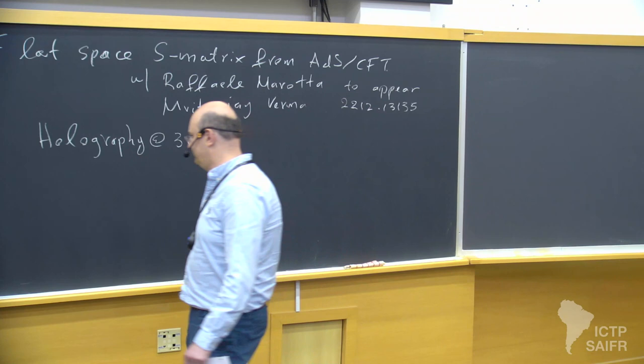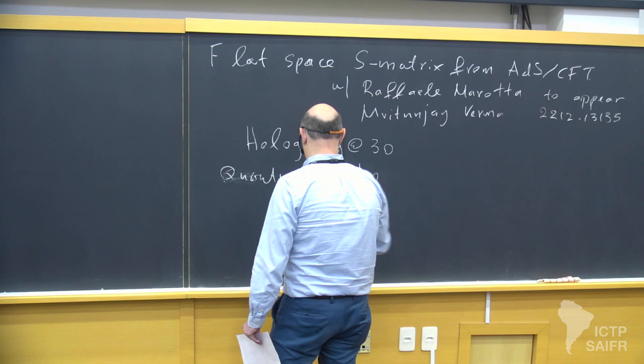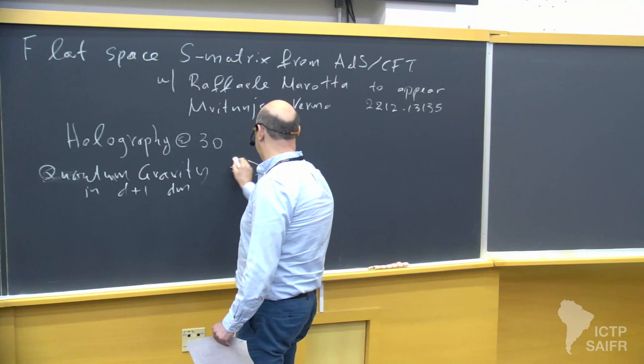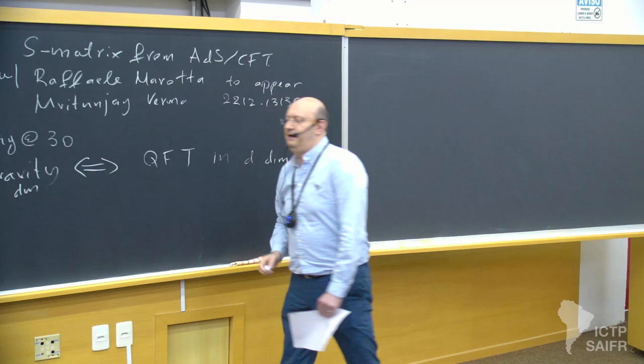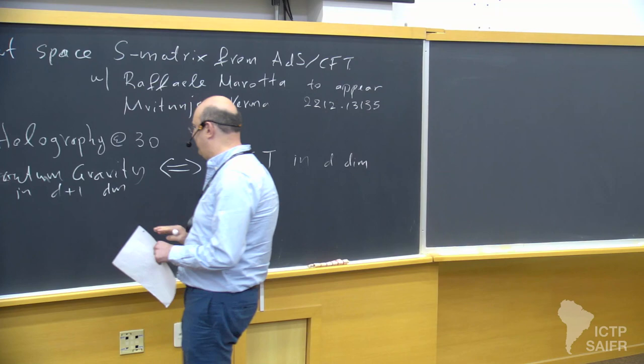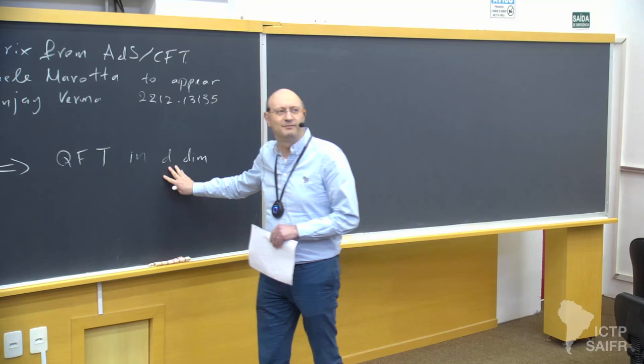So quantum gravity in d plus one dimensions should be equivalent to quantum field theory with no gravity in d dimensions. And of course, for the first few years, this proposal was very mysterious because it was not clear how you can make sense of what looked like a more complicated theory with something which is simpler and better understood.